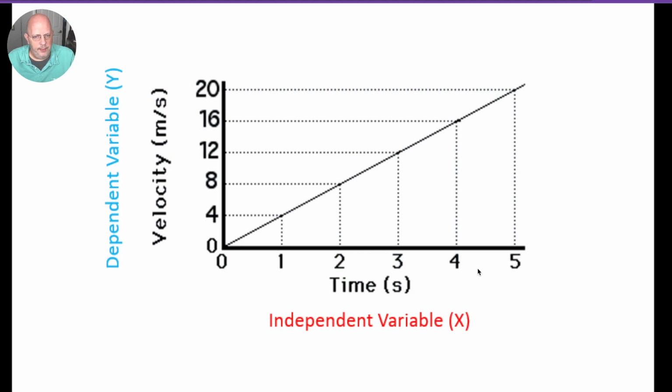When we do graphing, the independent variable generally, not all the time, but generally 99% of the time, 95% of the time, goes on the bottom. The dependent variable is your y-axis. X is independent, y is dependent.